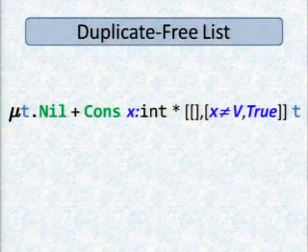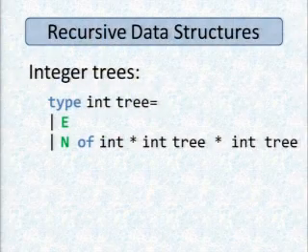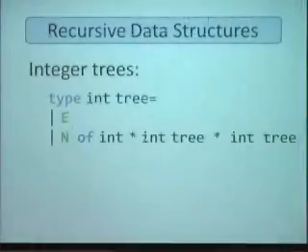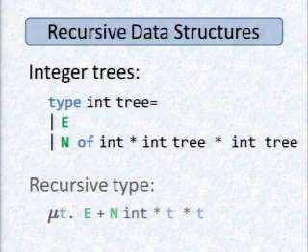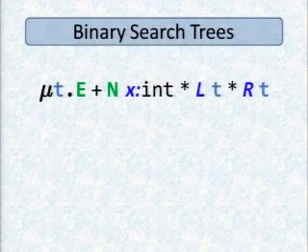What about this? This is a duplicate-free list. It's a list of elements, all of which are distinct from each other. Now Nikolai anticipated the next thing, which is, well, what if the thing appears twice, which is what happens in a tree. So here's an integer tree. Either it's empty or it's a node of integer times an integer tree and an integer tree. This is the left tree and this is the right tree. Here's the recursive type: mu t, empty, or node of int times t times t. It appears twice: left tree, right tree.